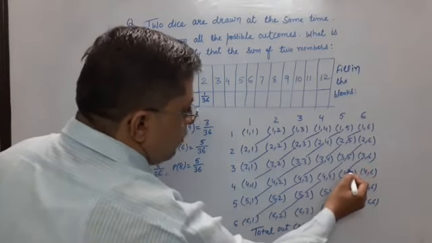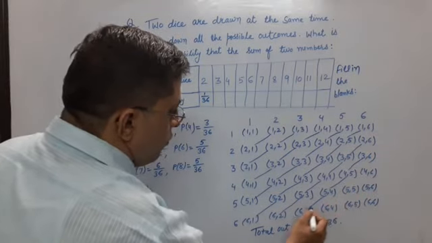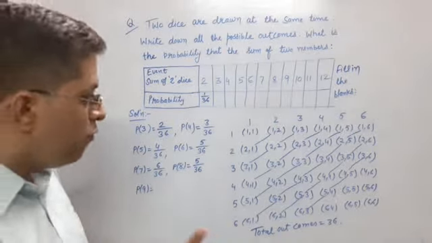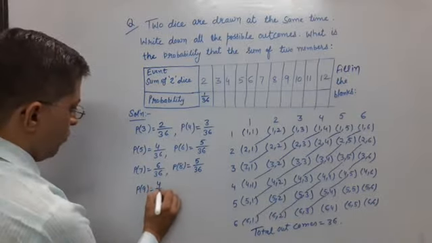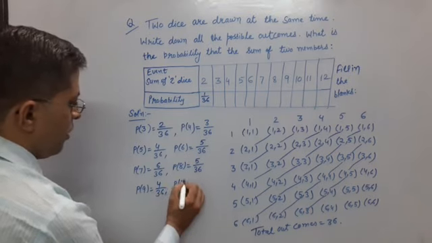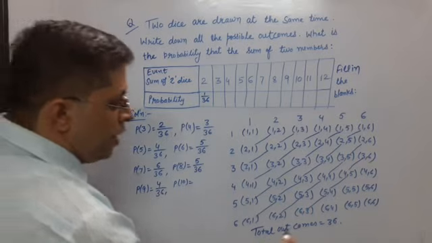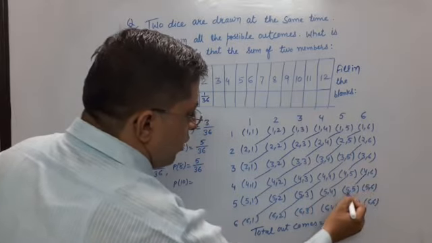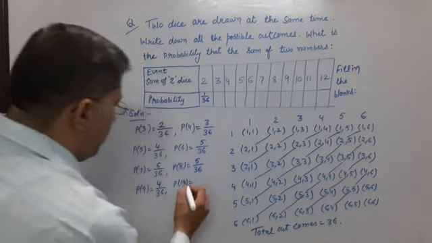9 will come. 1, 2, 3, 4. 4 times. Clear? Getting 4 times. This is 4 upon 36. What is 10? 10, you check it. 4, 6, 5, 5 and 6, 4. 3 times.